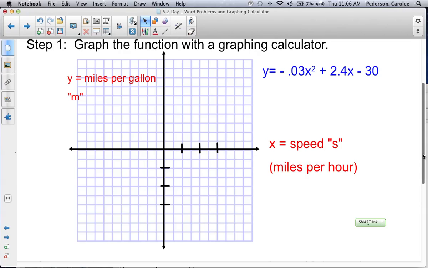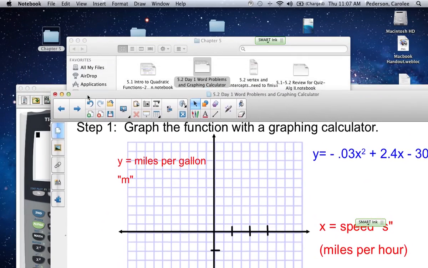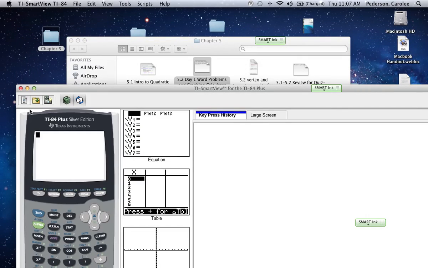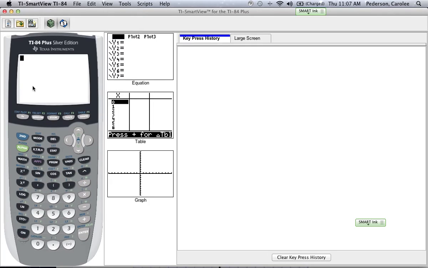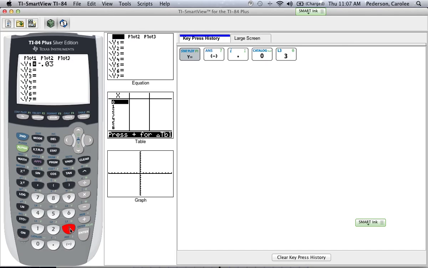Now we're going to open up the graphing calculator. Here's how we use a graphing calculator. We want to go to the Y= button, which is in the upper left-hand corner, right here. And I'm going to enter in that equation. We have to enter in a negative. So the negative is just to the left of the enter. Follow along if you have your own graphing calculator. And then 0.03, and then the x button is just to the right of the alpha, the X,T,theta,n.